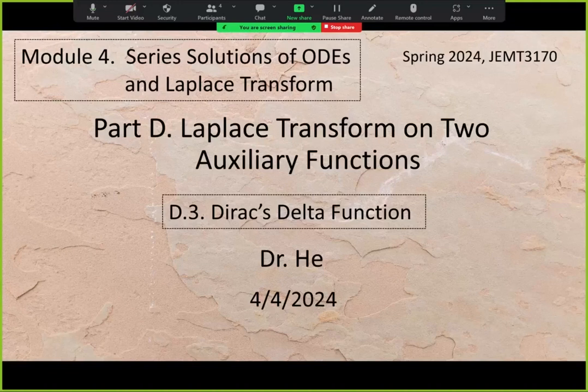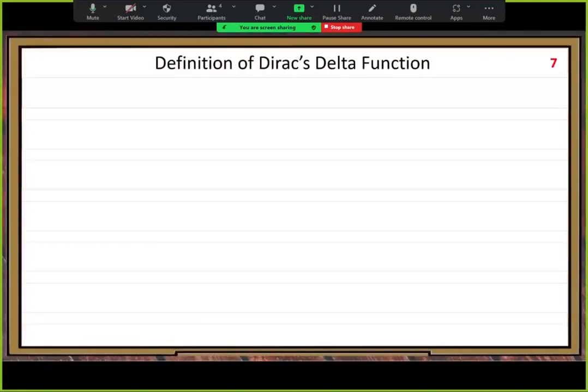What is the picture of this function? Yeah, not that easy to understand. All right, so let me talk about the definition of Dirac's delta function.